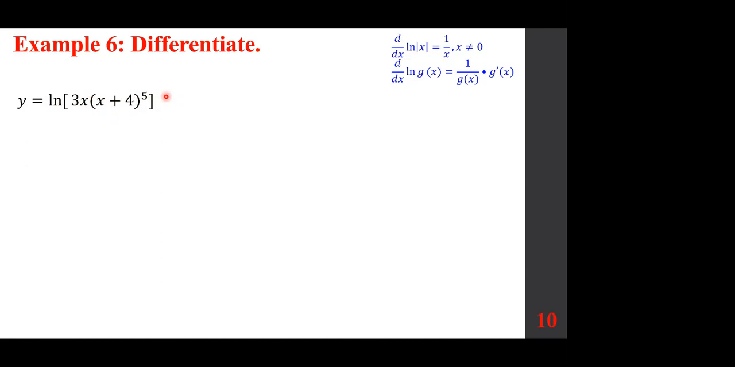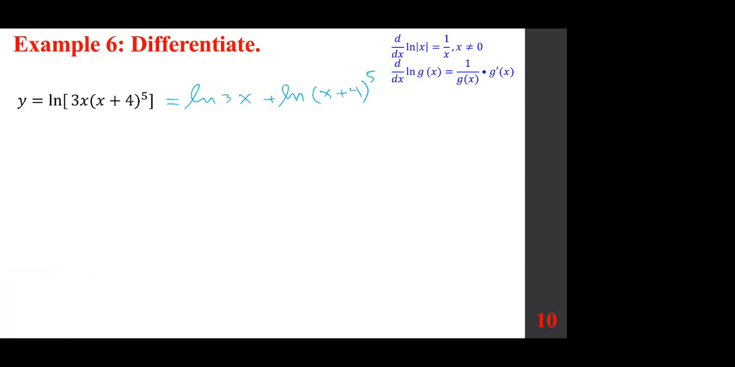Can anybody tell us what is the decomposed form of this guy? How would you decompose this completely? I'd say we split it so it becomes ln 3x and ln of (x plus 4) to the power of 5. Okay, let me write that. So ln 3x plus ln of (x plus 4) to the power of 5. So far, so good.